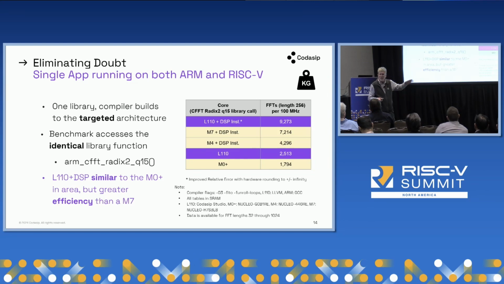Now I add 4 instructions. They're nothing too complex. And you can see here, I have a core that's a little larger than an M0 plus that is actually performing more DSPs per second than an M7. And through the abstraction of the library, any application that is using this ARM FFT will now use our L110 plus DSP extension. I have removed uncertainty, and now I've proven I've removed doubt. So that's what we're trying to do, remove fear, uncertainty, and doubt.